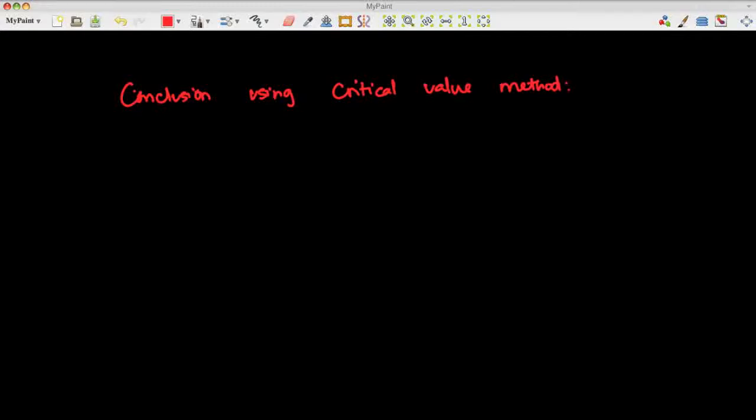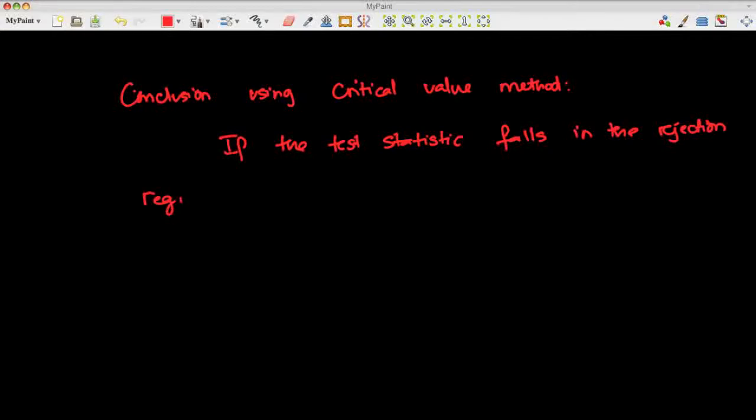Doesn't matter what test you perform, if the test statistic falls in the rejection region, then reject. No, it's that simple.